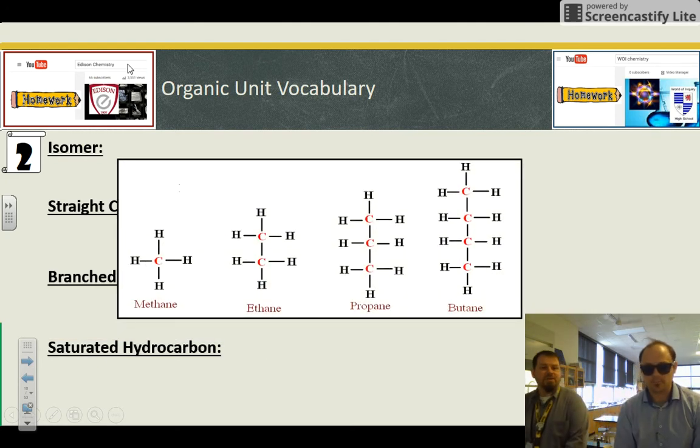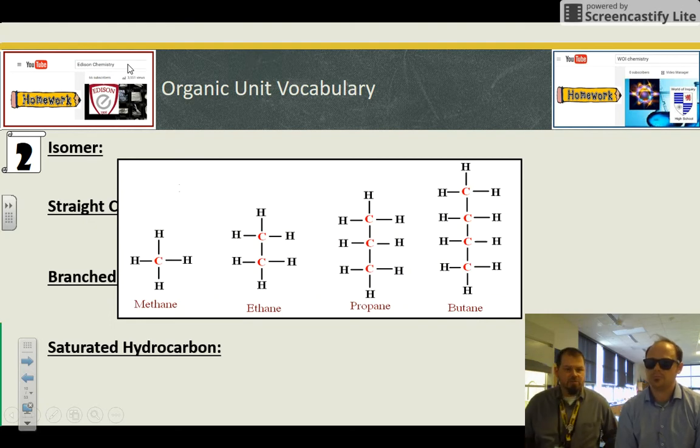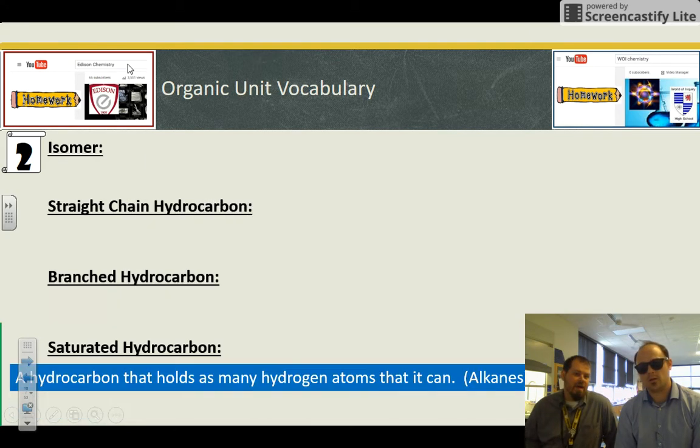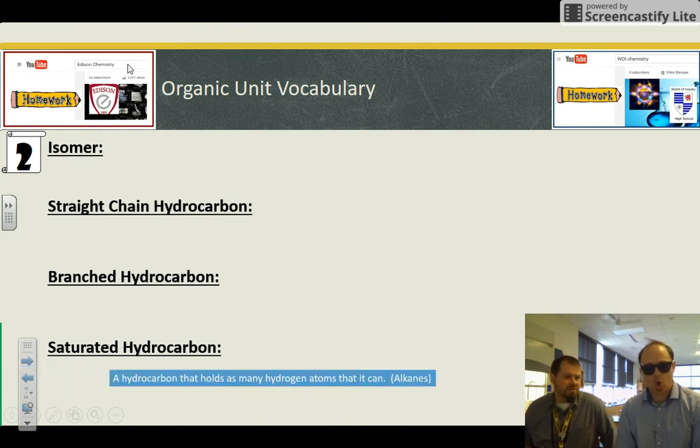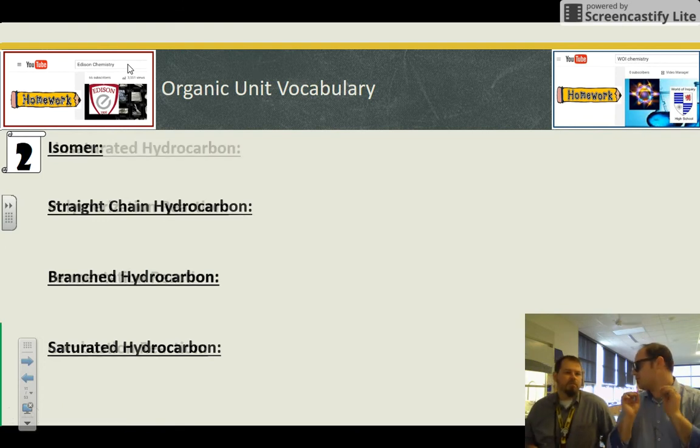Saturated. Now there is saturated hydrocarbon. Hydrocarbon, again, tells me just hydrogen and carbon. We did saturated before with solutions. That means it's all filled up. So what that means is these carbons are holding the maximum amount of hydrogens that they can. And these just so happen to be what we call the alkanes, when they're single bonded carbons. Now they're holding as many hydrogens as they can. Only alkanes are saturated.